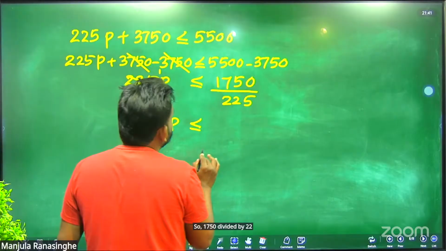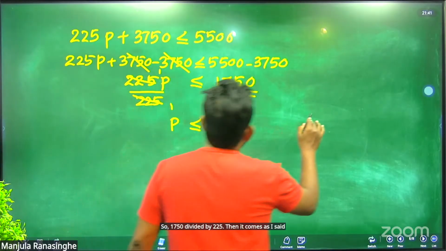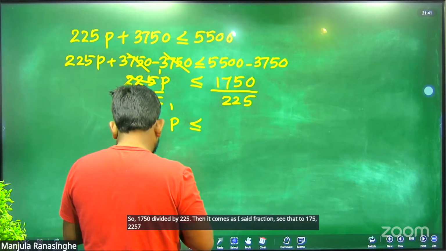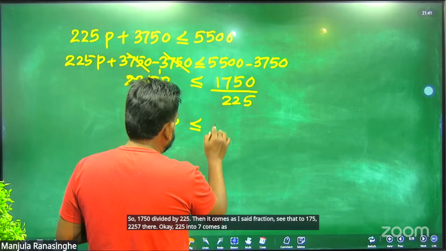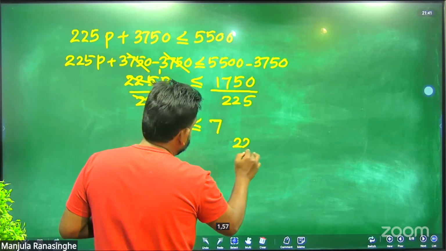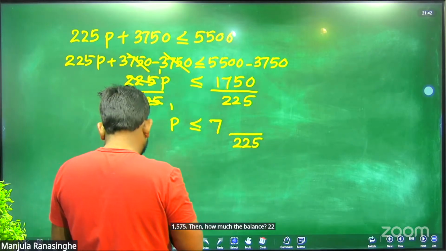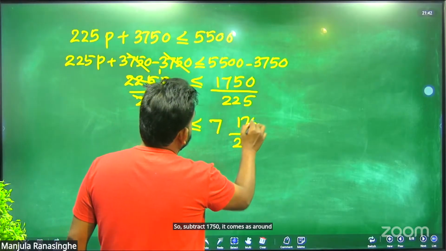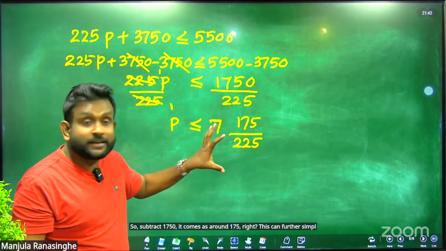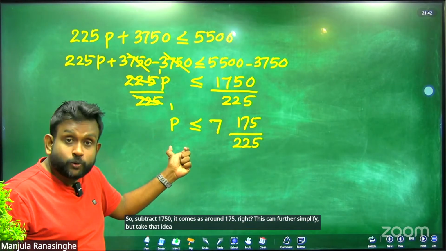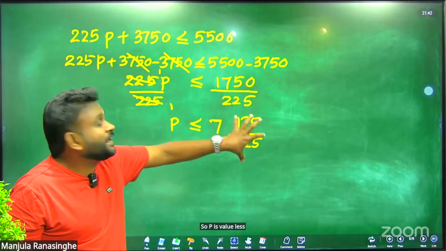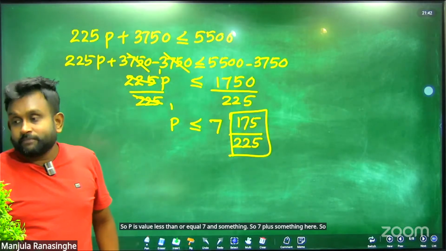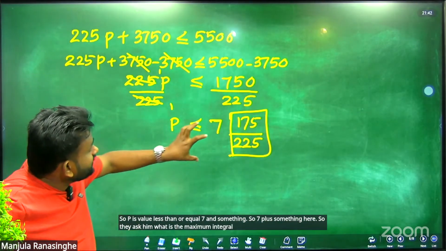Then it comes as a fraction. See that 175, 225, 7 there. 225 into 7 comes as 1575. Then how much is the balance? Subtract from 1750, it comes as around 175. This can be simplified further, but take that idea. So if P is a value less than or equal to 7 and something, they are asking what is the maximum integral value. So it's 7 plus something.